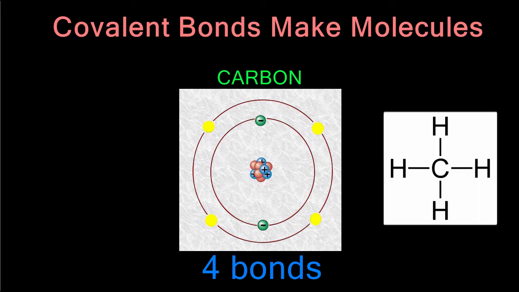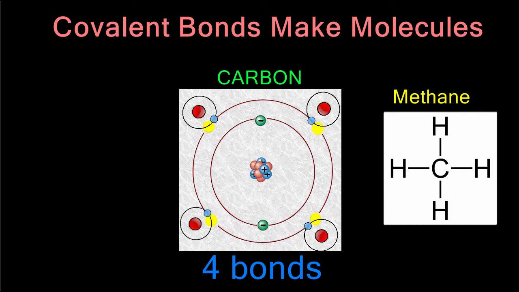Let's use a simple compound called methane in order to show how carbon can form 4 covalent bonds with other atoms. Carbon can share electrons with 4 hydrogen atoms. These 4 pairs of shared electrons allow carbon to fill its outer energy level, and each of the hydrogen atoms to fill its outer energy level.